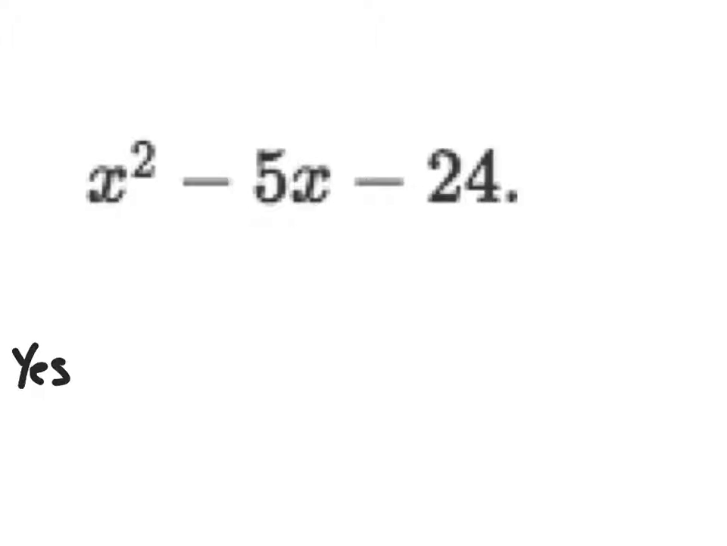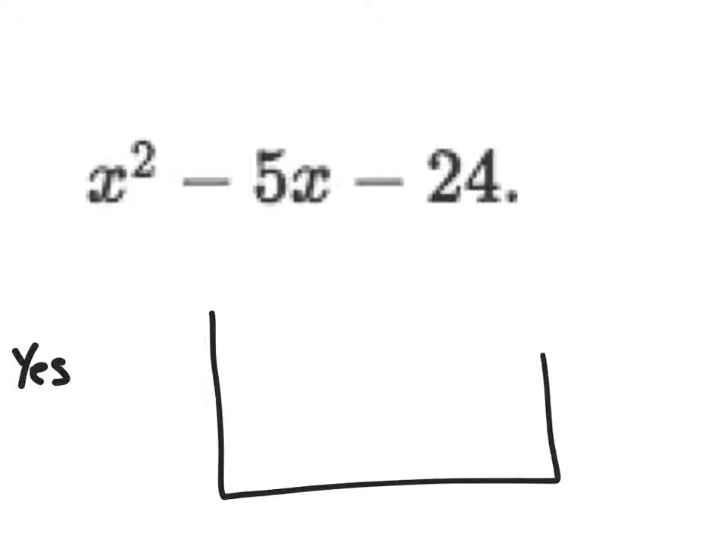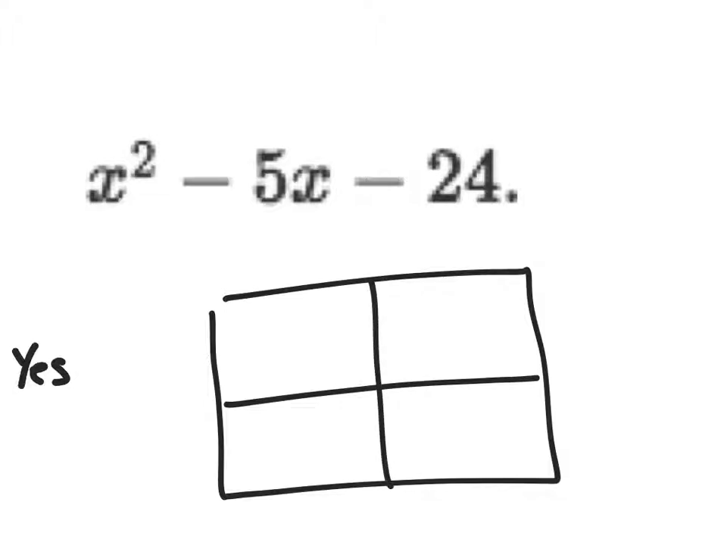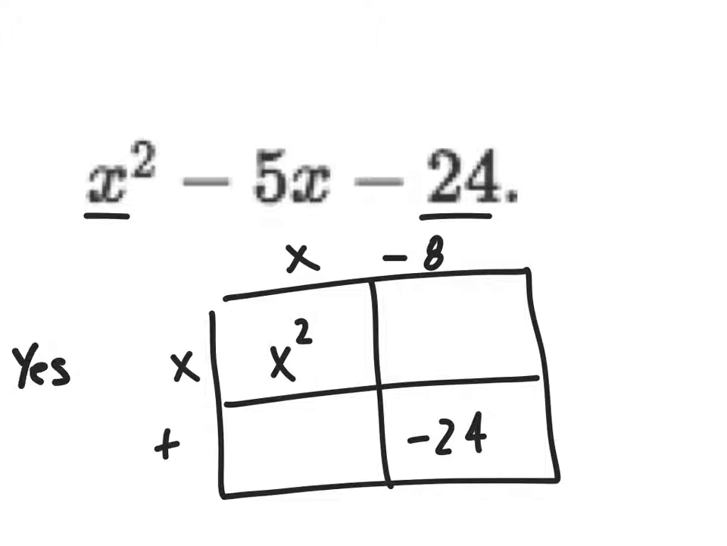X squared minus 5x minus 24. Let's make our box. And so for here, I've got x squared and I've got negative 24. So x squared goes here, negative 24 goes down here. So this is going to be x times x gives me x squared. And then two numbers that multiply to negative 24, but add to negative 5. Okay, in 24, what I'm going to do is I'm going to do 8 and 3. So 8 and 3 is a combination that can give me 5. Now, I got to be careful. So I got to get negative 5 out of that. So I'm going to do negative 8 and then plus 3.